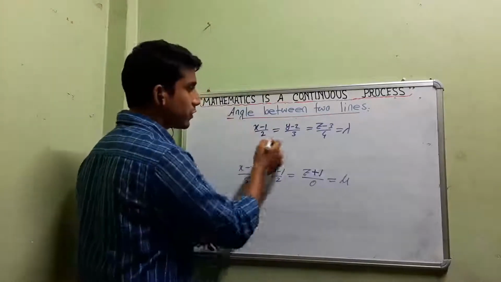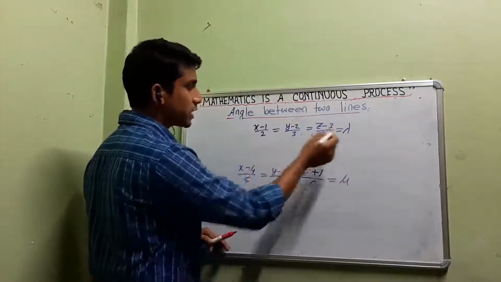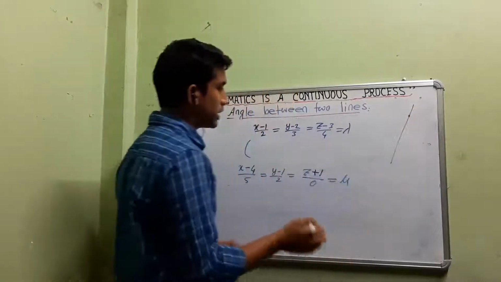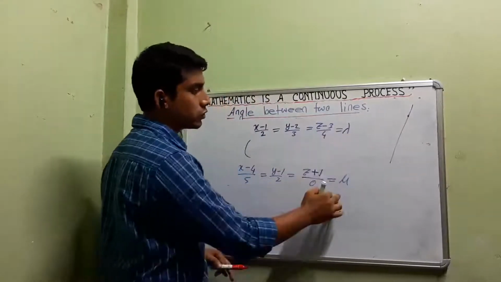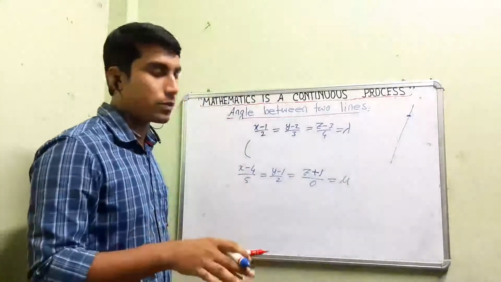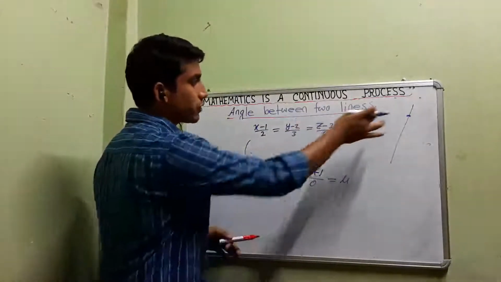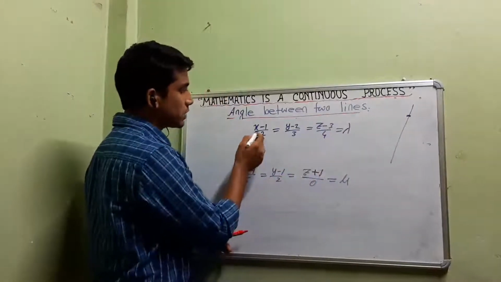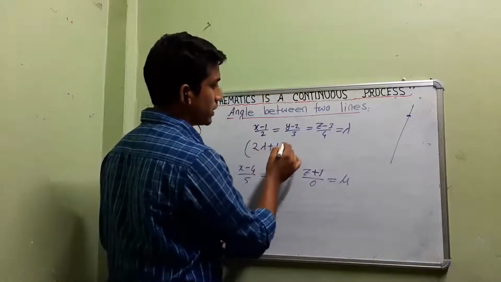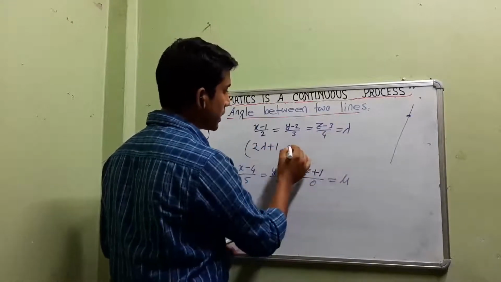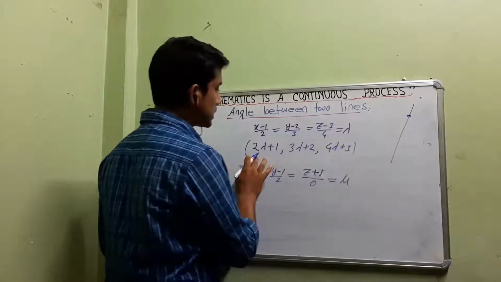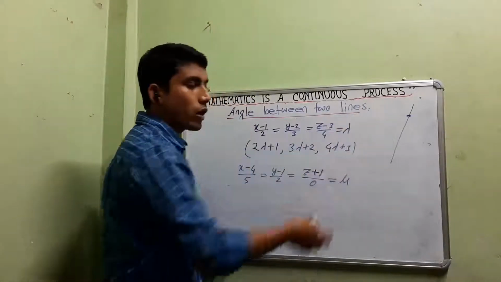Okay, so from the first part, as I have taken the first fraction equal to lambda, what would be the point? Already I have discussed how to find any point on the line. So that's why I have taken this one equal to lambda and this one equal to mu. In the first line I will find the coordinates of any point on the line. In my previous video I have discussed that. Equating the first fraction equal to lambda, we get 2 lambda plus 1. This is the x coordinate. Then if I equate the second fraction equal to lambda, it will be 3 lambda plus 2, comma, last one would be 4 lambda plus 3. So this is the coordinates of any point on the first line.